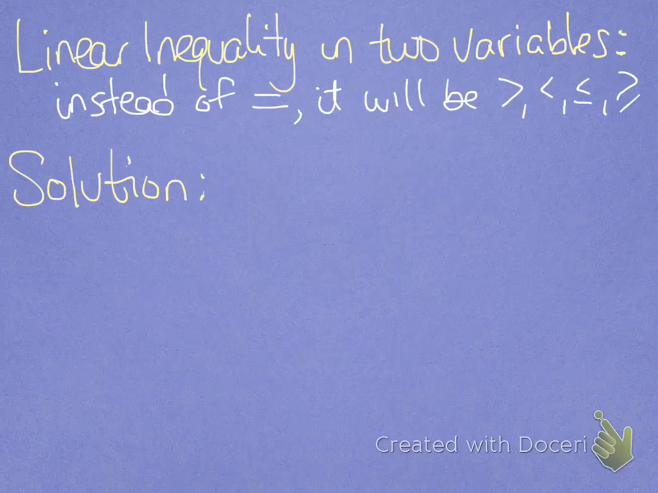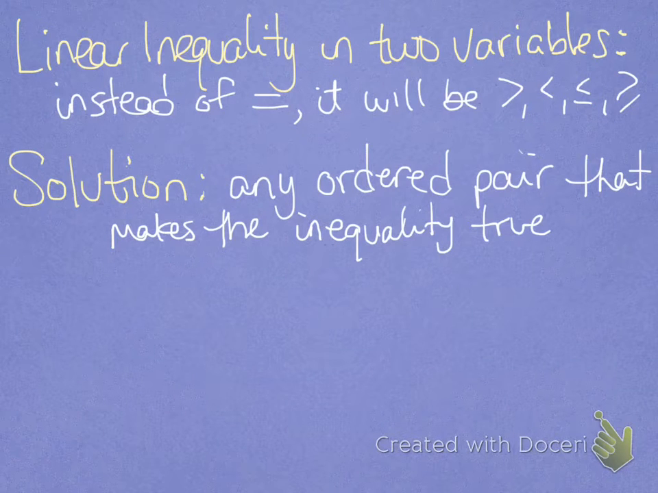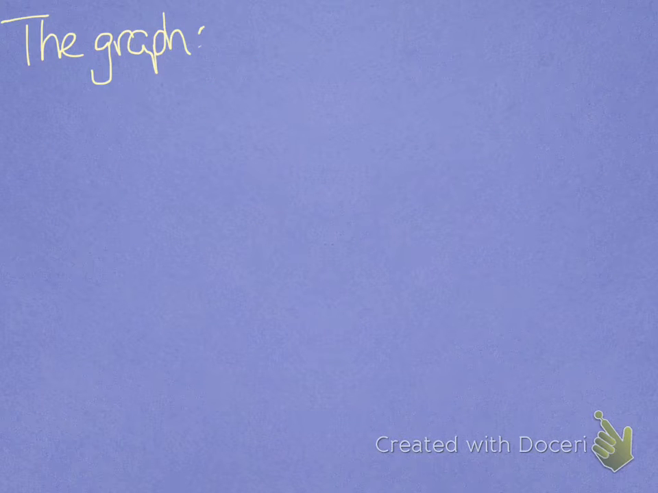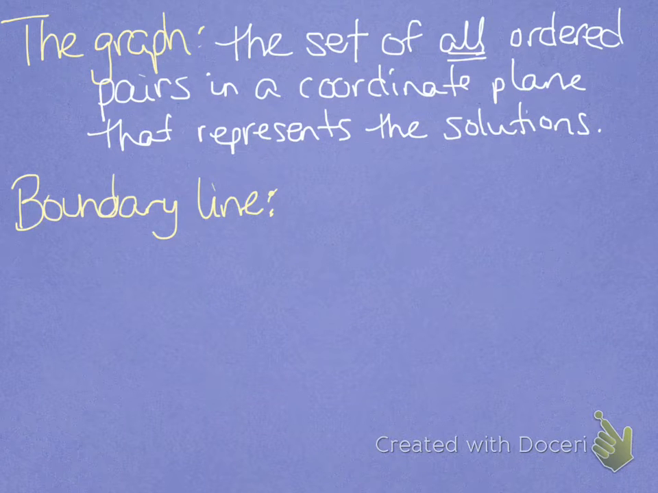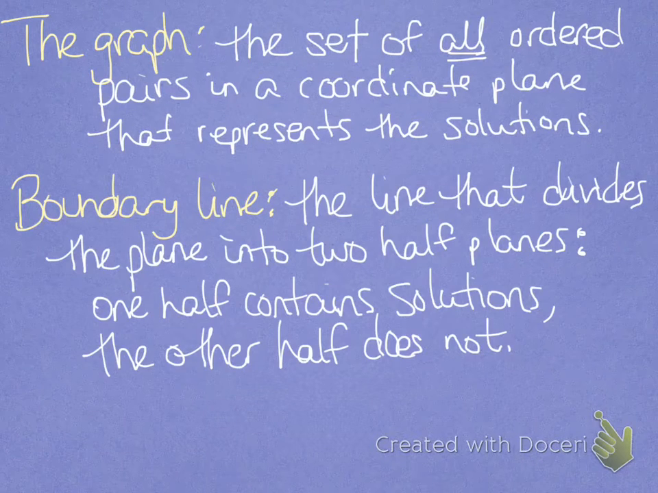A solution to a linear inequality is going to be any ordered pair that makes the inequality true. The graph of a linear inequality is going to be the set of all ordered pairs in a coordinate plane that represents the solutions. And we're going to be doing this by graphing the line of the linear inequality, and that line is going to be the boundary line. The boundary line is the line that divides the plane into two half planes. The half that we're going to shade contains the solutions, and the other half does not contain the solutions.